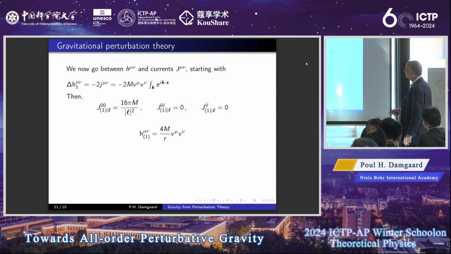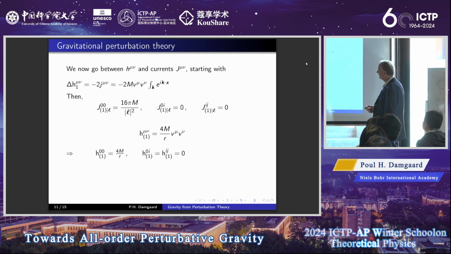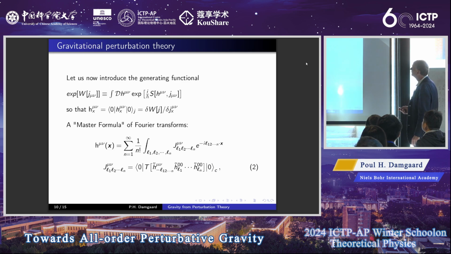So solving that, what you get is really the Fourier transform of this. You find that h mu nu is 4m over r v mu v nu. Let's take a look. What does it actually mean? Well, remember v mu and v nu, they're just time-like. It was -1 and then 0 in the spatial components. So we just multiply them out. We get +1 here. So we get h00 is 4m over r, and we find that h0i and hij, they're all 0. Let's check if we got it right.